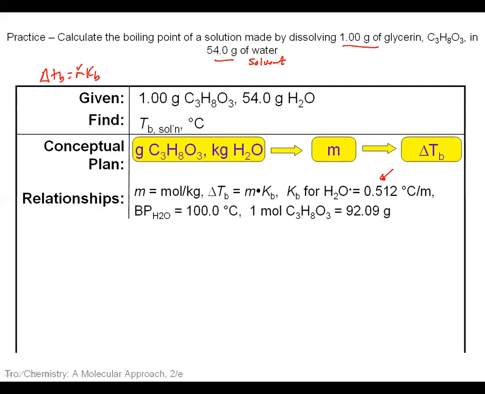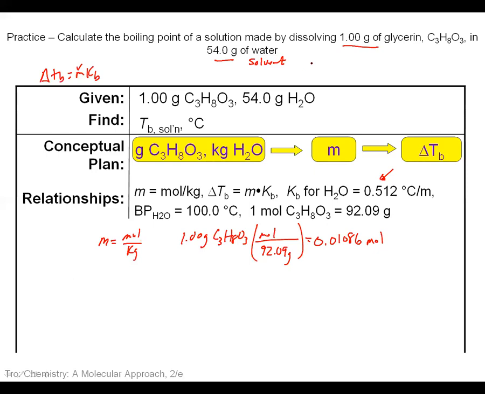So we'll start with the molality. In order to do that, that is moles over kilogram of solvent. So to get the moles, we want to take the 1 gram of glycerin. And again, they were nice enough to give us the molar mass, but if not, you would have to go to the periodic table and calculate that. That looks like it will get us 1 divided by 92.09, which is 0.01086 moles.